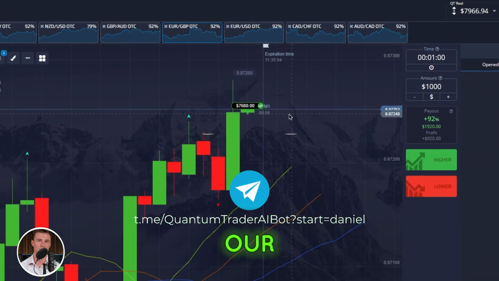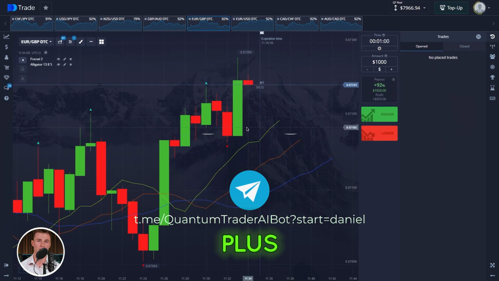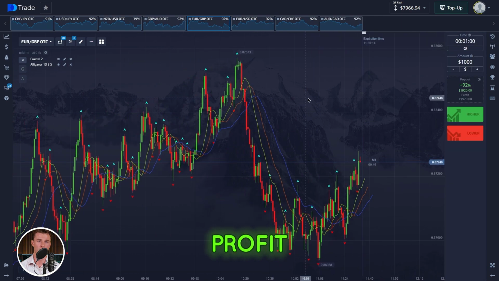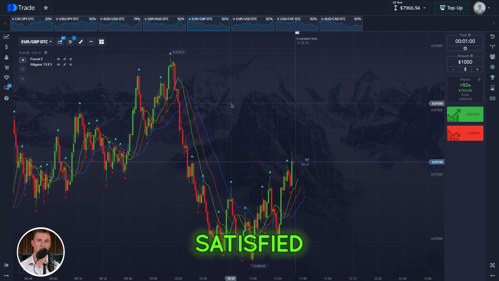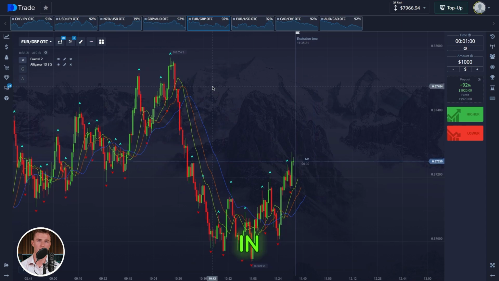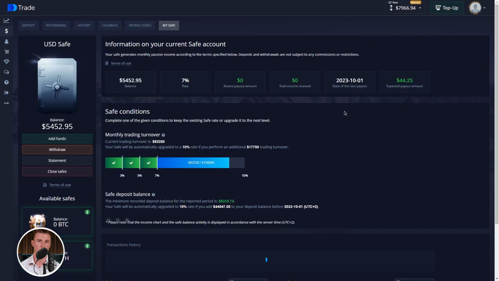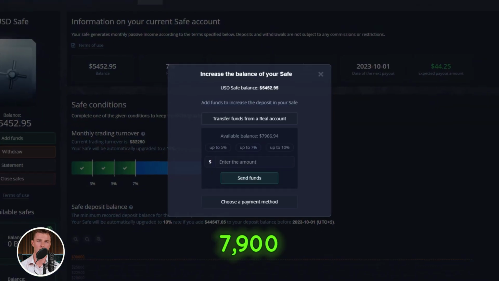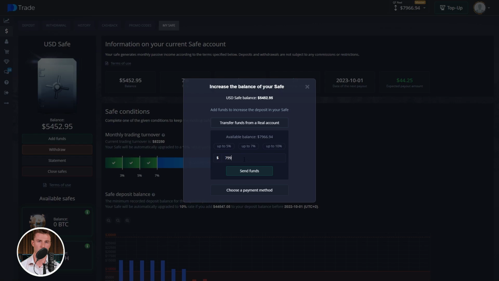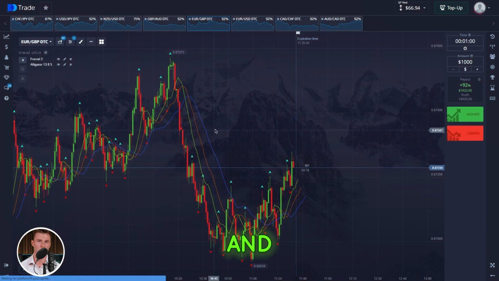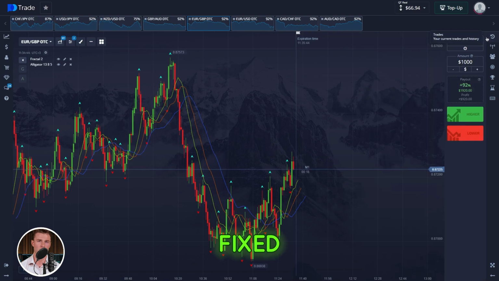And our final trades are easily closed in plus. This is such an interesting strategy for today. We made a great profit for today, so I'm completely satisfied. Let's put all the money we earned in our safe. I think this amount will be $7,900. And thus, we have fixed our profit.